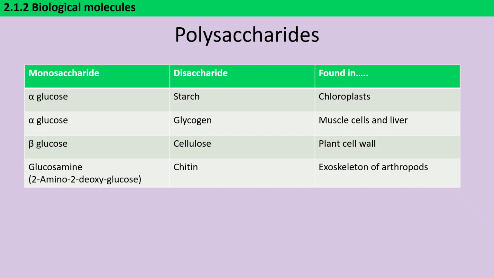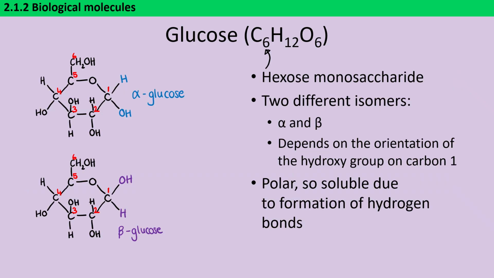So remember from the previous video, the difference between alpha glucose and beta glucose is the position of the hydrogen and the hydroxy groups on carbon number 1. And then chitin is the polysaccharide that makes up the exoskeleton of arthropods, and this is made from a monosaccharide called glucosamine. 3 of these polysaccharides are based on glucose, so it's important that you're familiar both with the structure of glucose and with the difference between alpha glucose and beta glucose, which, as we've just said, is the position of those hydrogen and hydroxy groups on carbon number 1.